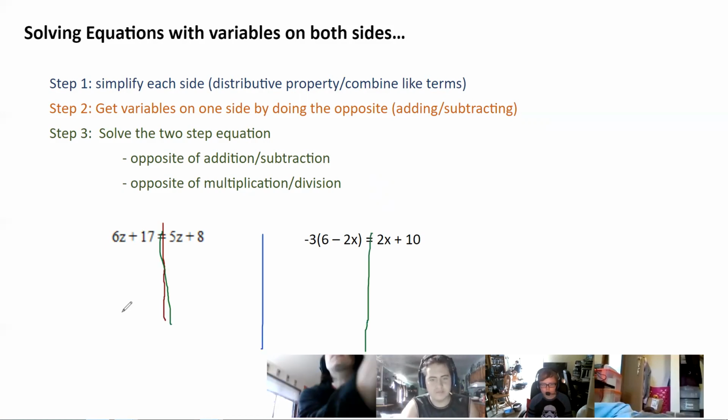Okay, so we're going to skip right here. We're going to get variables on the same side, and we're going to pick on the smaller one. So I know, I'm going to be a bully and pick on the smaller variable. Which one's the smaller variable there?